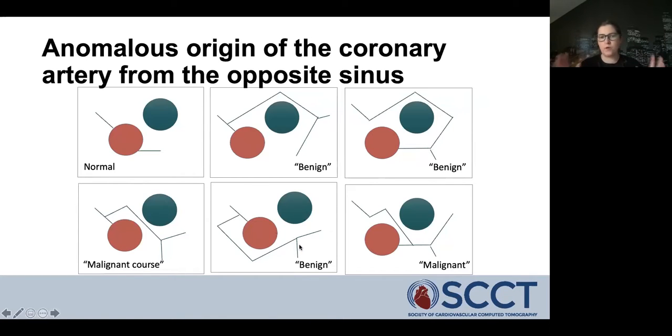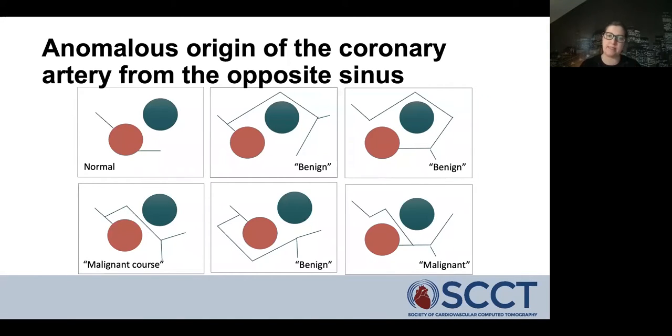And then all of these are fine, not going to cause a problem, potentially cause a problem for trying to find them, but if you always look in a systematic way for each segment of the coronary artery, you'll not miss them. But from a clinical point of view, very little clinical significance. What we're interested in is the ones that go between the aorta and the pulmonary artery. And in particular, we're interested in this one. So this is the left main stem arising from the right coronary artery or even the right coronary cusp and going in between the aorta and the pulmonary artery.